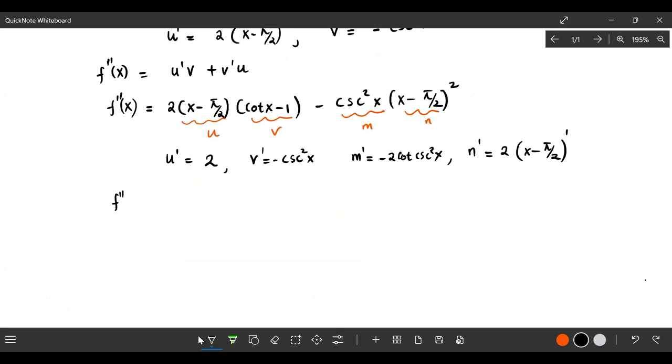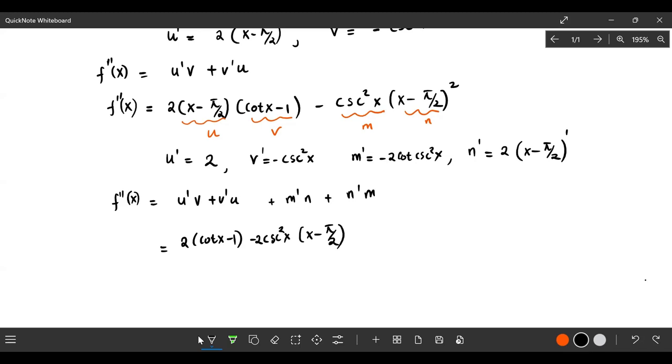So f prime prime of x is equal to, for this part, the product rule, u prime v plus v prime u. Even here it will be m prime n plus n prime m, right? It's the same thing with the other side, isn't it? So let's arrange them. So u prime is 2 times v. Our v is x minus 1. And then v prime is negative cosec squared x. And then times u, our u is simply 2 times that. So I can put a 2 in front here. And then times x minus pi over 2.